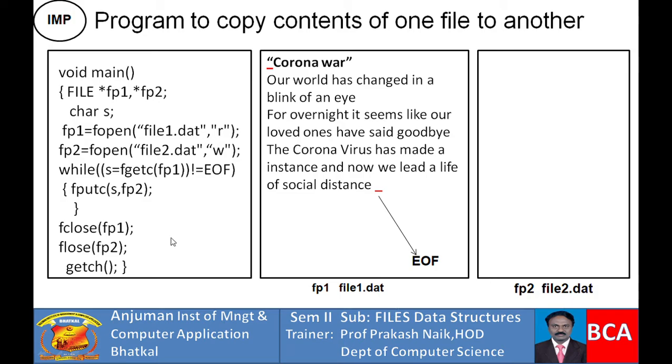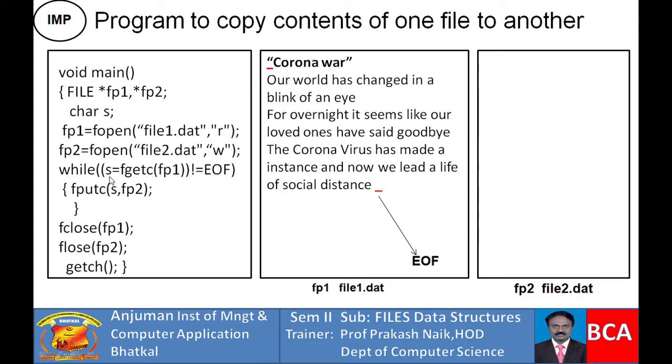Okay, now the looping starts. While s is equal to fgetc in the bracket fp1. What is fp1? This fp1 is file 1. File 1, what is the starting position? Starting position is double quotes. This double quotes is stored to s.